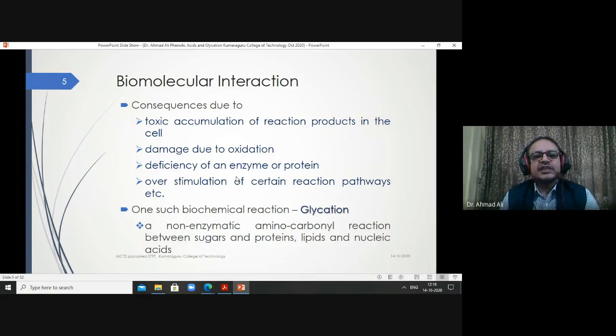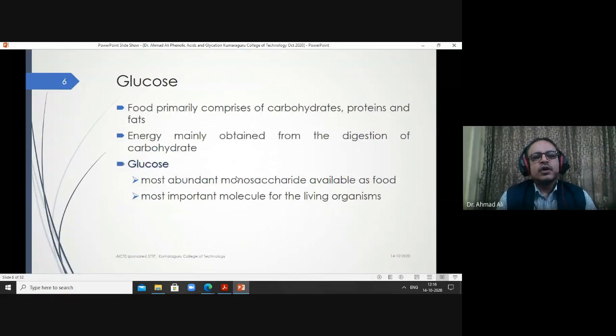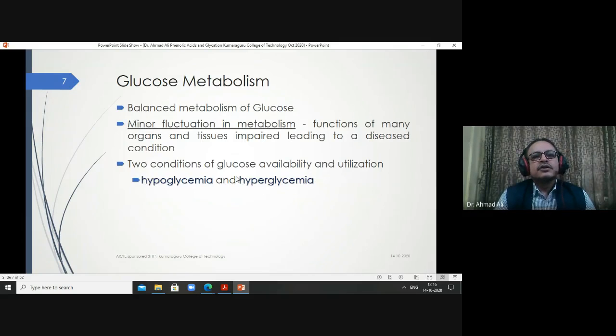One such reaction which we see in our body as a result of failure of this metabolic interaction network is glycation. I'll talk about this in detail. It's basically a non-enzymatic aminocarbonyl reaction between the sugars. We all know glucose is a very important metabolite. So mainly we use glucose for energy purposes and generation of some raw material from this, which are carbon related. So it's very important to have a balanced metabolism of glucose in our body.